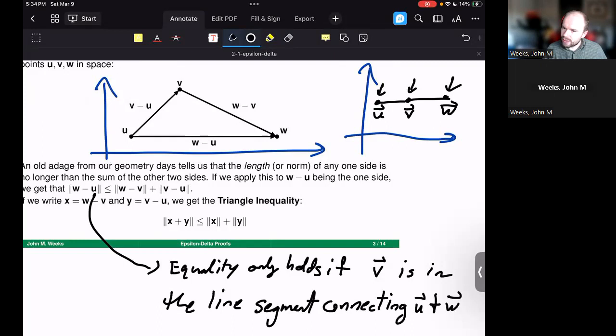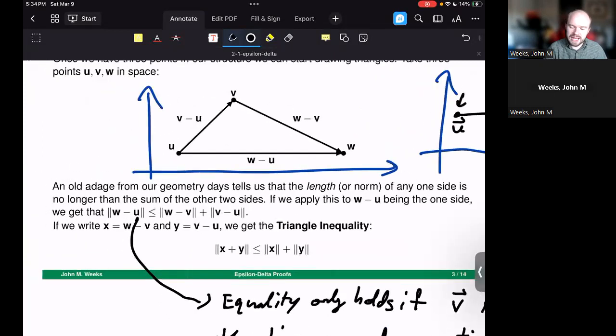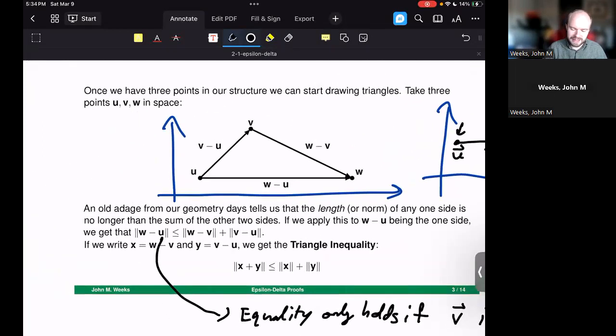The way that this triangle inequality is usually simplified is that they'll take values like w minus v and v minus u and make those their own vectors, x and y. Putting all of that together gives us our notion of the triangle inequality that we will sometimes see in an analysis on the real line course, which is the norm of x plus y is less than or equal to the norm of x plus the norm of y. And that is our triangle inequality.